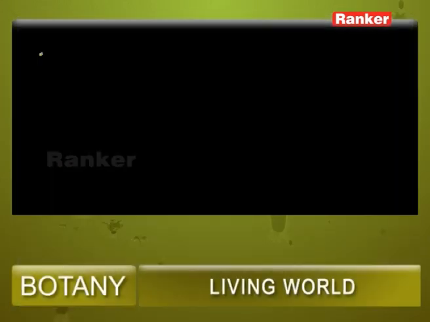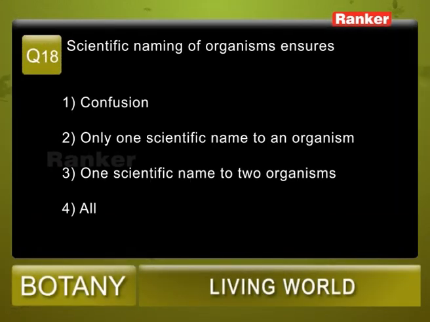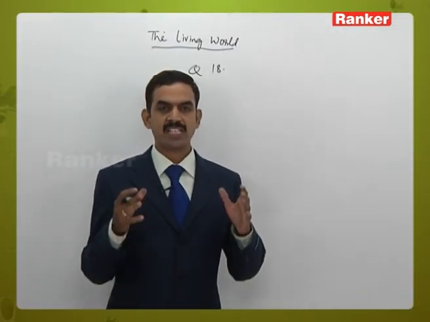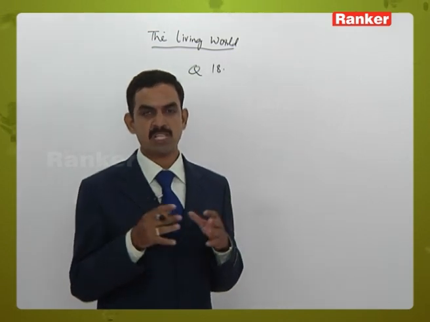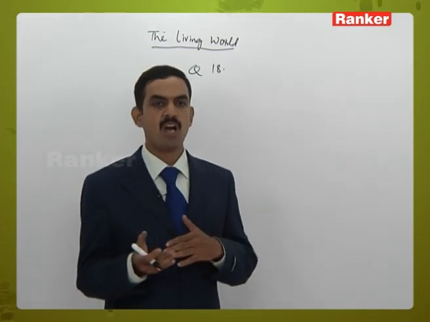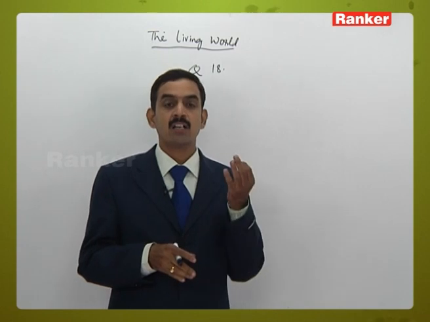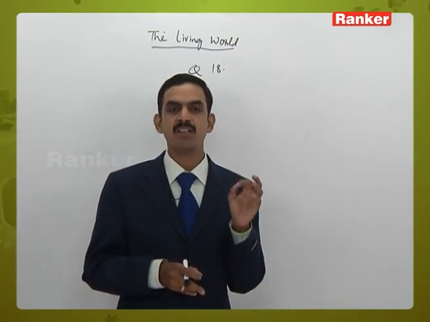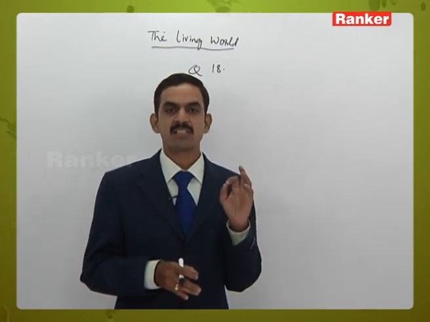Question number 18, scientific naming of organisms ensures: 1. Confusion, 2. Only one scientific name to an organism, 3. One scientific name to 2 organisms, 4. All. Okay. Here what is the intention of giving a scientific name to the plant? As I had already said, to avoid confusion, one plant has to be given an internationally accepted scientific name.